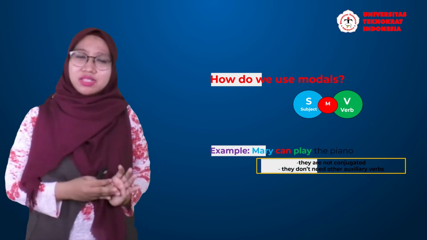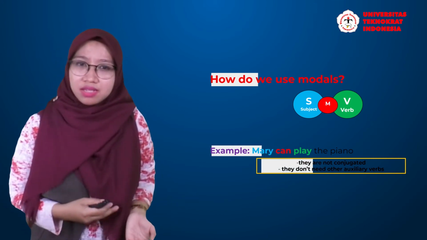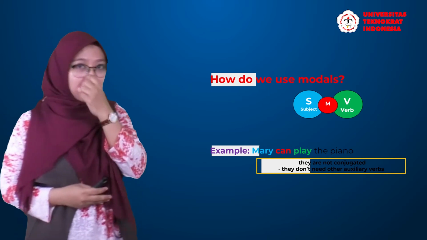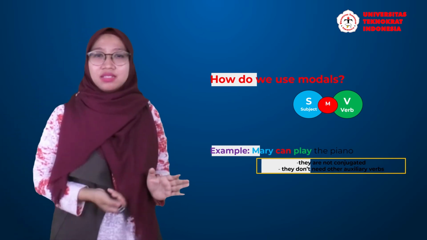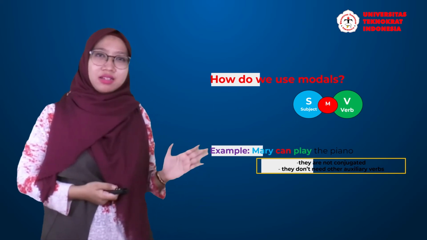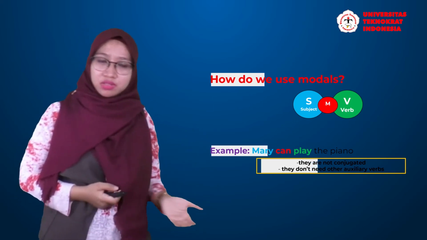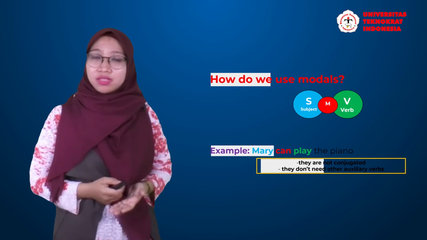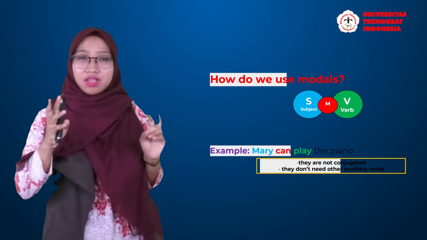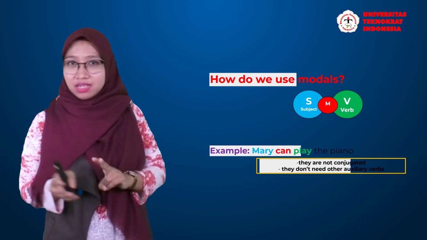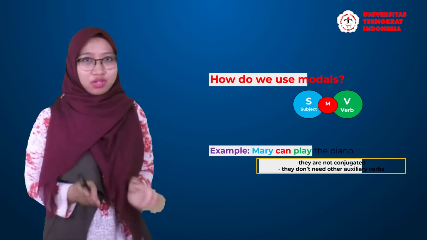Okay, the next one. The modals themselves are not conjugated. They don't need other auxiliary verbs. Do you still remember what the other auxiliary verbs are? So these are other explanations or rules for modals. There is no singular S form. If in the present we have verb plus S or ES, in modals we do not.